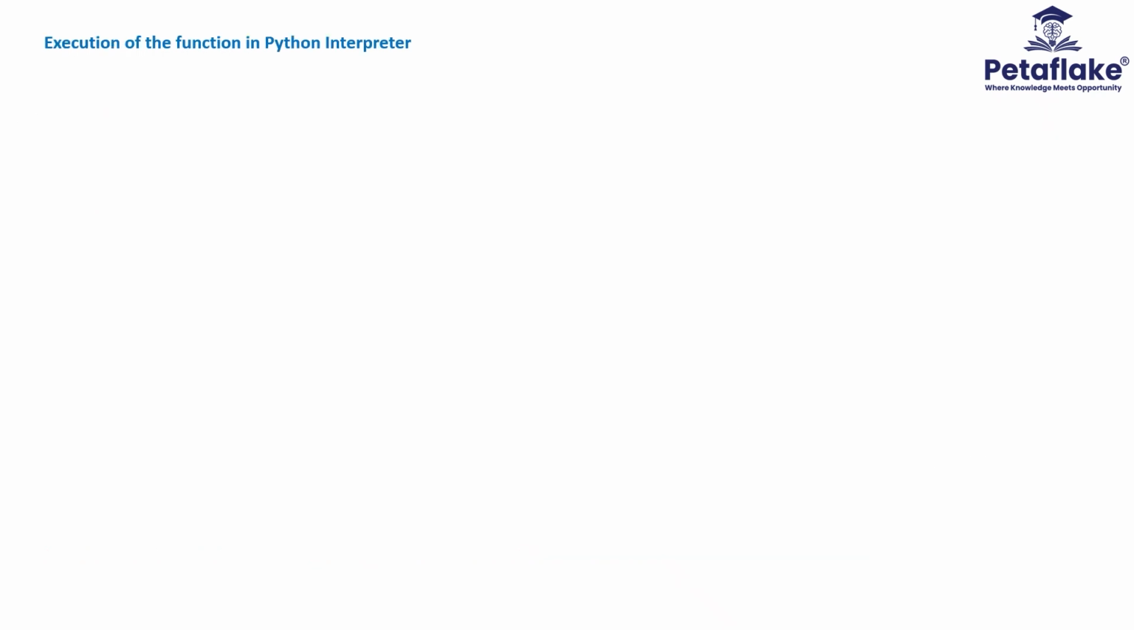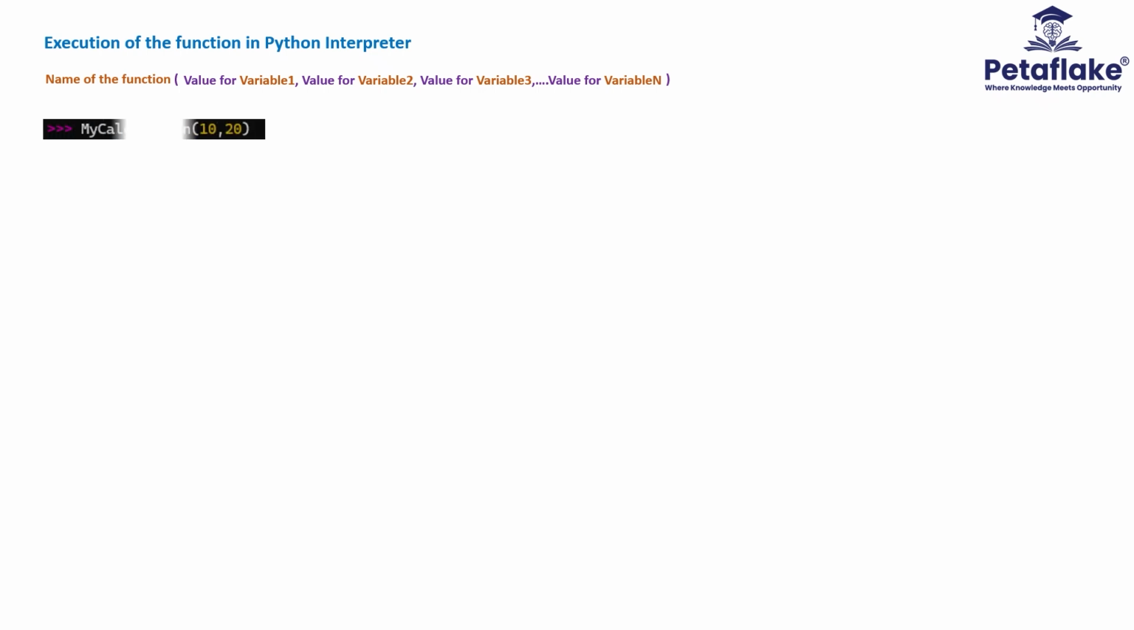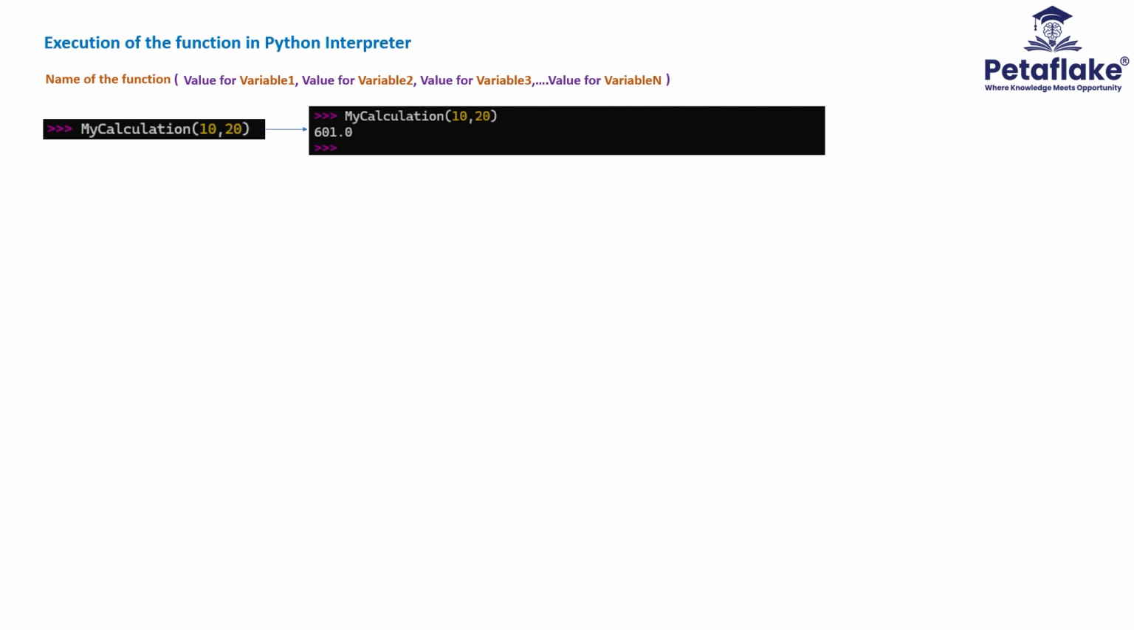Now we will learn how to use the function with different values of x and y. To execute a function, we need to specify the name of the function followed by a single pair of parentheses. Within the parentheses, we need to specify the values for the variables separated by a comma. The name of our function is myCalculation. I want to execute the function with the value 10 for x and with the value 20 for y. So, we should specify the values 10 and 20 within the parentheses separated by a comma. After writing this code in the Python interpreter, we should press enter. The interpreter will start executing the function with the values 10 and 20 and display the result on the screen.